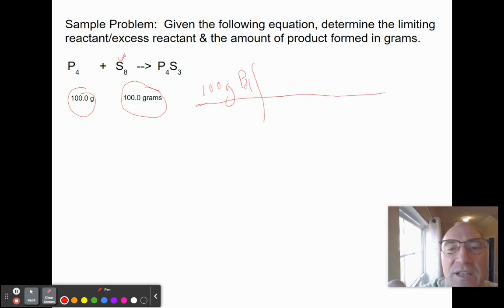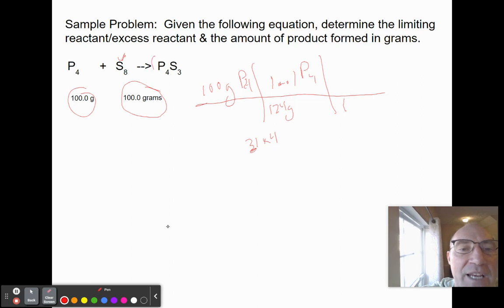And since this is in grams, you have to find the molar mass. So I know P is 31, and I know it's times 4. So 31 times 4 is 124 in 1 mole of P4. And then there's 1 mole. Oh, we have to balance it. Shoot, they almost got me. So I'm going to put an 8 here, a 3 here. Let me see. 32.